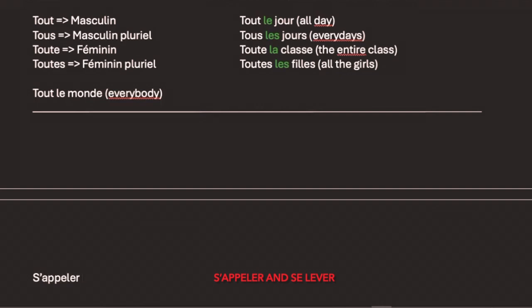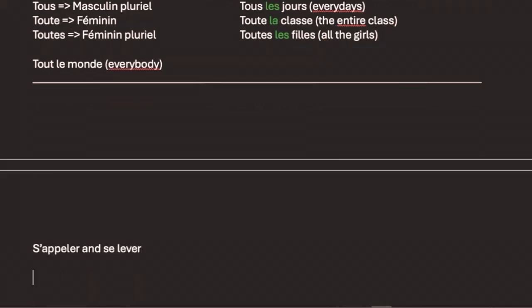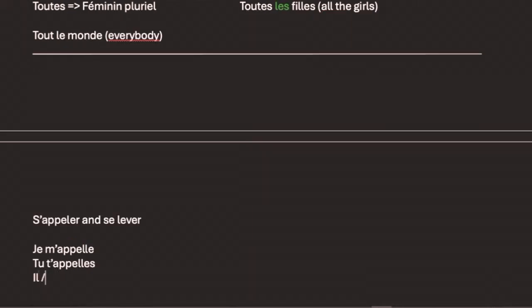S'appeler and se lever. I mean, there is nothing complicated here, except that with those verbs we need to be careful because there is one consonant with an E on each side, which means when this E is silent, something's going to happen here. Je m'appelle. You see? I double the L. Tu t'appelles. The same here. I double the L because the E is silent. Il, elle, on s'appelle. Double the L here because the last E is silent.